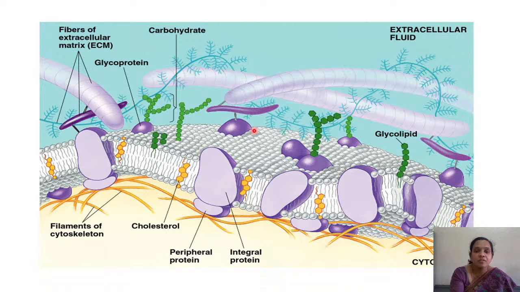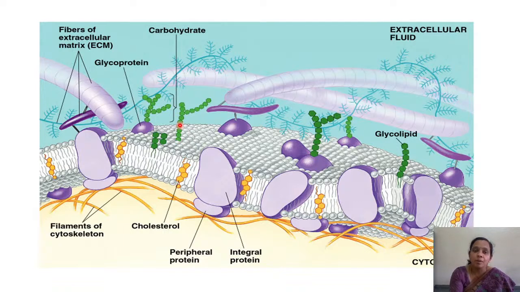Now, one more thing that we usually see are the carbohydrates. These carbohydrates are usually oligosaccharides. That means each one is one monomer, and up to 10 monomers are usually present, so they are called oligosaccharides. They are associated with the lipid part.